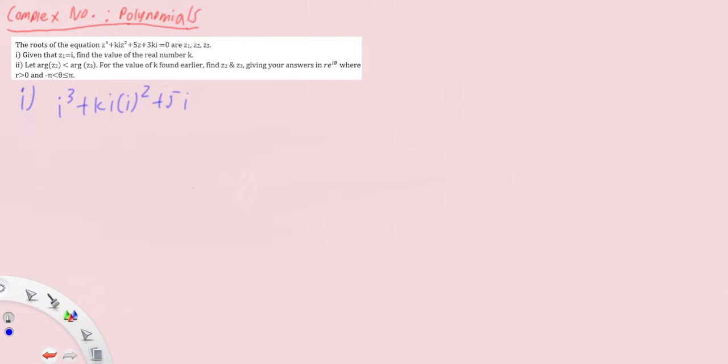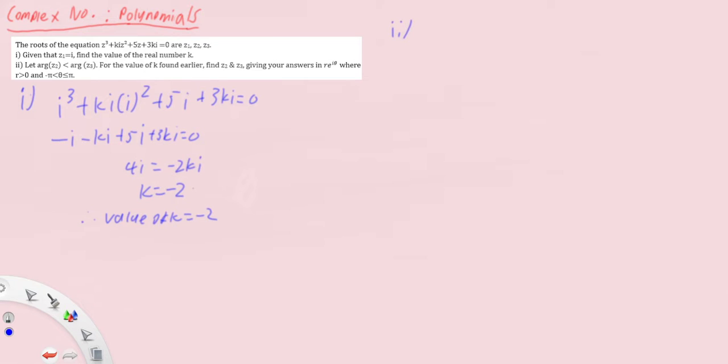Now, please don't substitute k equals i. That would be, well, first it's wrong, secondly it's quite hilarious. k is a constant, alright, so don't make that mistake. So we have minus i minus ki plus 5i plus 3ki equals 0. From here I think it's quite obvious. 4i equals minus 2ki, so 2ki equals minus 4i, whatever it is, k equals minus 2. Therefore, the value of k equals minus 2.